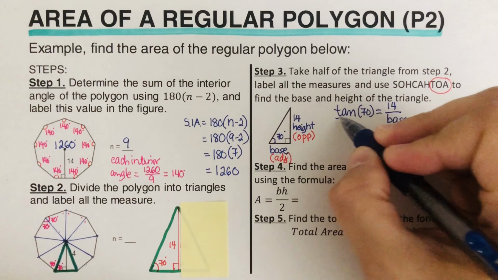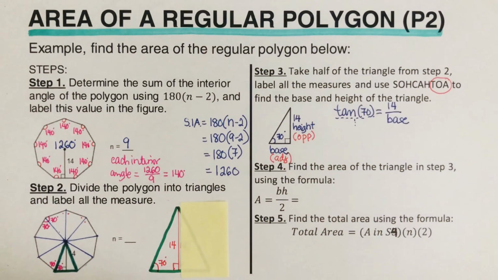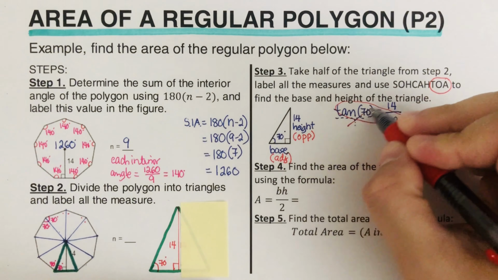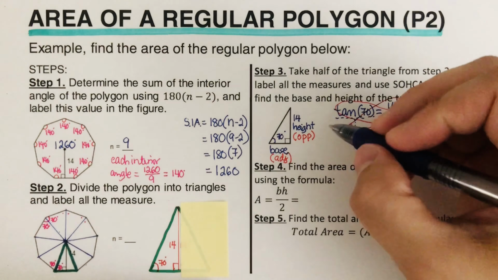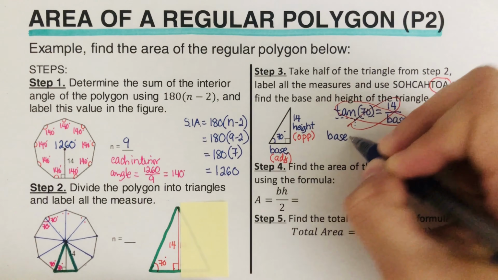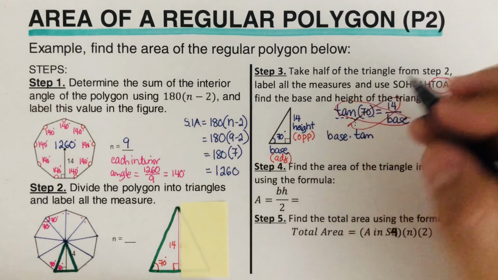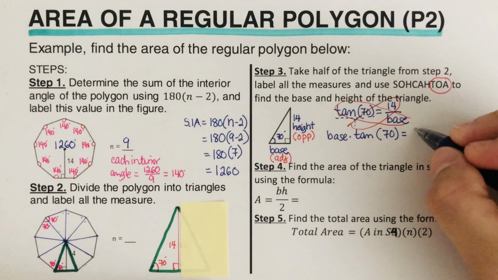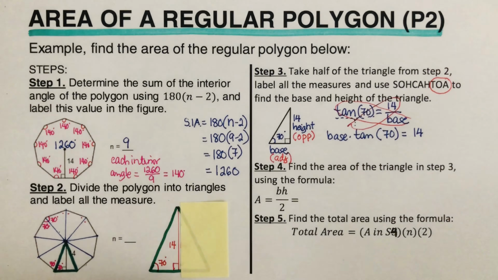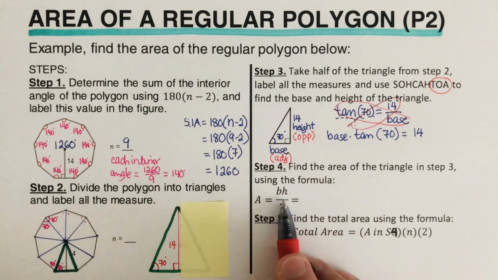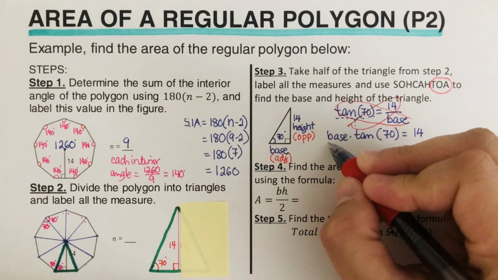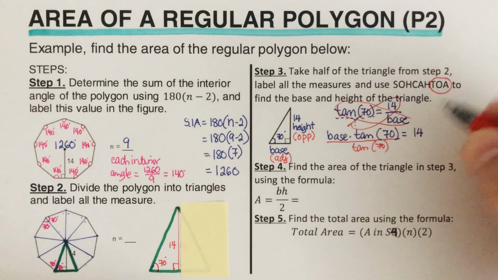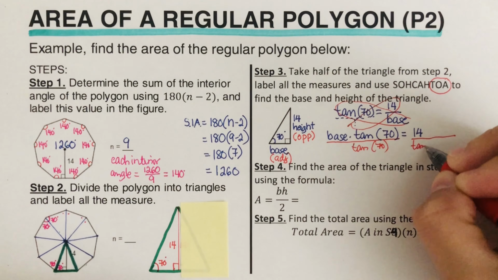So we remember that there is an invisible denominator of 1. And then from here, we can cross multiply these fractions. That would give us base times tangent 70. So I pair them up. So that is tangent 70 equals 14. So 14 times 1 is just 14. If I want the base, because I already have the height but I don't have the base, then I go ahead and divide both sides by tangent 70.